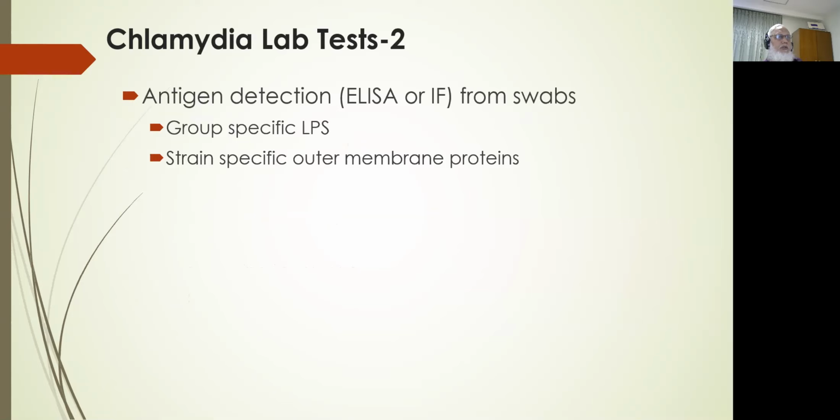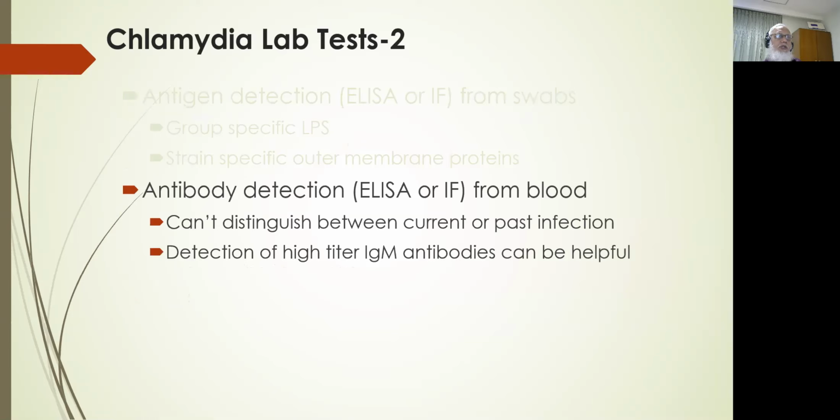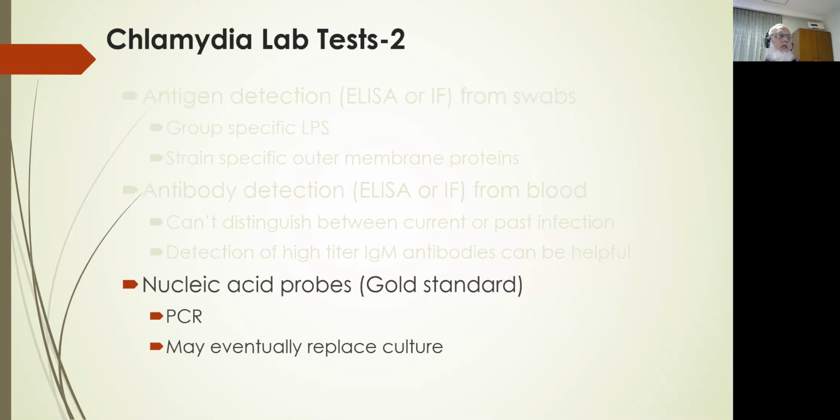Antigen detection tests from swabs, which detect group-specific lipopolysaccharide and strain-specific outer membrane protein, are sensitive and specific. Antibody detection from blood cannot distinguish between current or past infection, but detection of high titer IgM antibody can be helpful. Nucleic acid probes, PCR, are the gold standard for chlamydia testing, and are highly sensitive and specific.